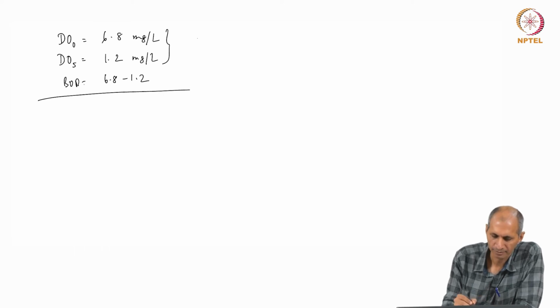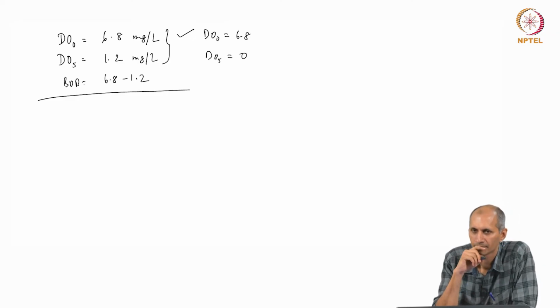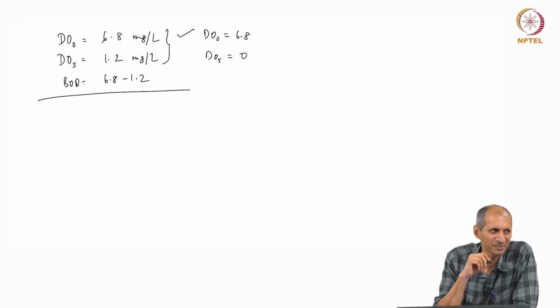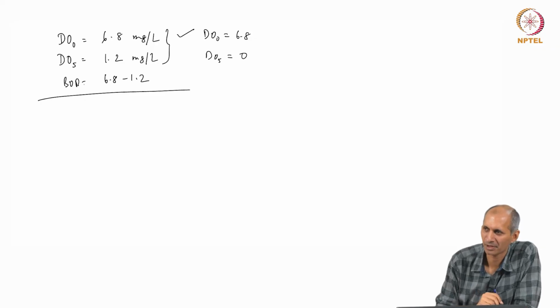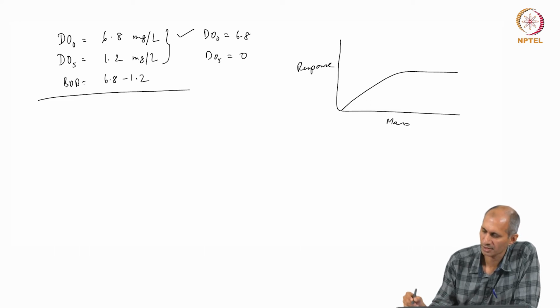Suppose I get, instead of this, DO0 is 6.8, DO5 is 0. What does this mean? What could this mean? This 0 is a problem, because when we are doing calibration, if you recall, we have response versus mass or something. If your calibration does this, the 0 is equivalent to this part. I have no idea where this is.